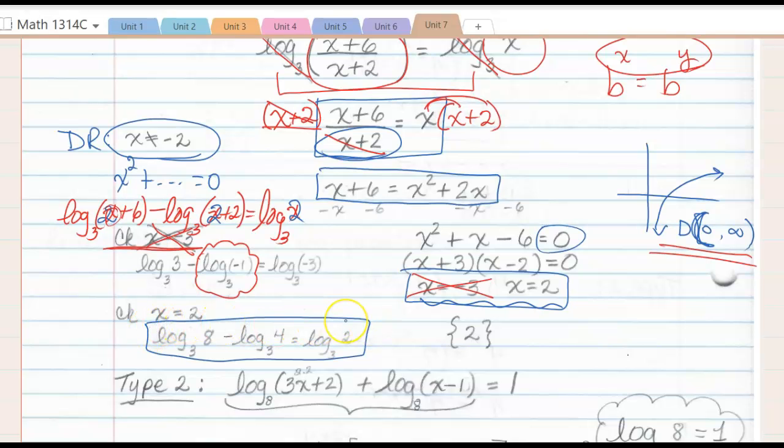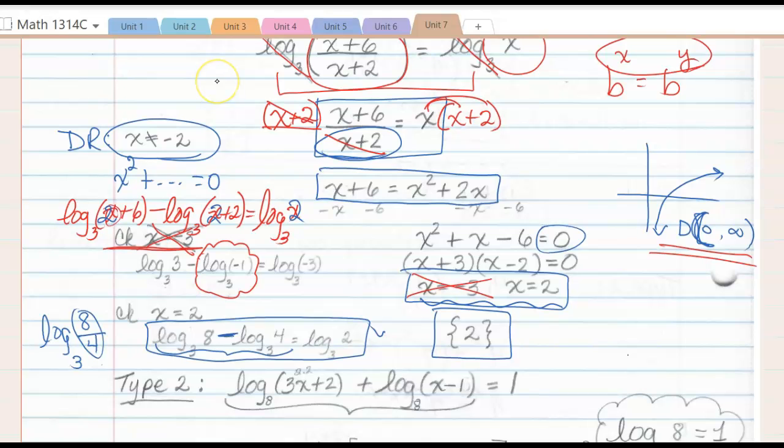We can check this by either going into our calculator and plugging it in to see if it's true, but the other thing we can do is still use our properties. We know that we would divide these two because they're being subtracted. So I would end up with the log base 3 of 8 over 4. That's the same thing as log base 3 of 2. So it's working if we use our log properties. So we have found that the only solution to this is that x equals a positive 2.